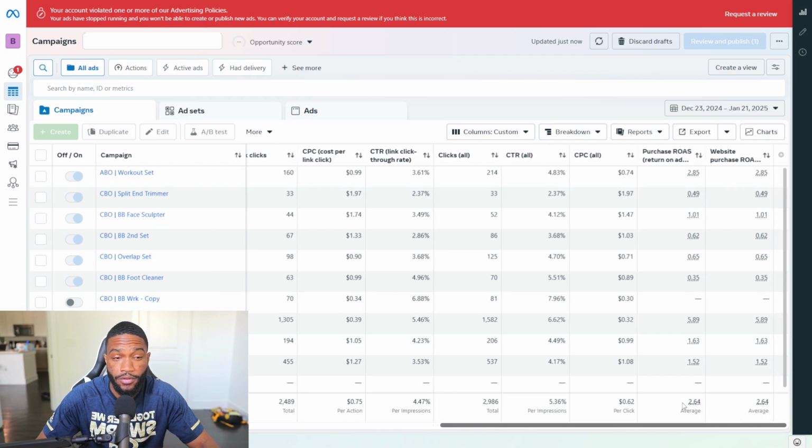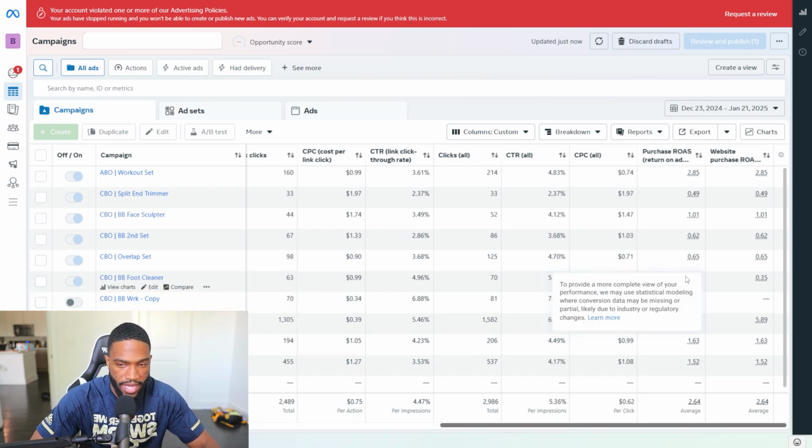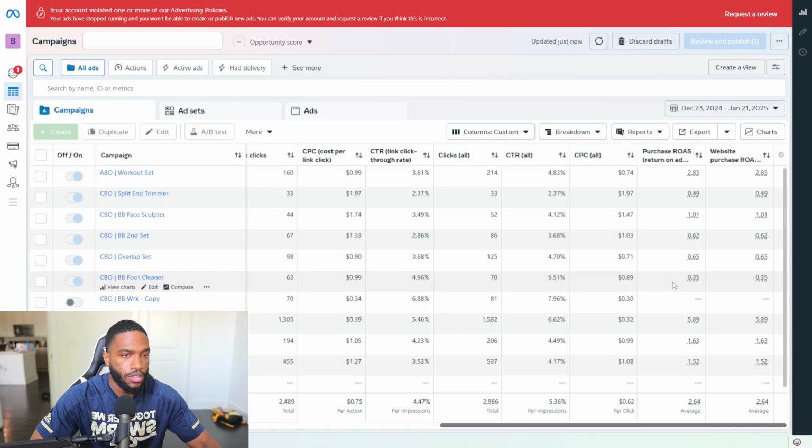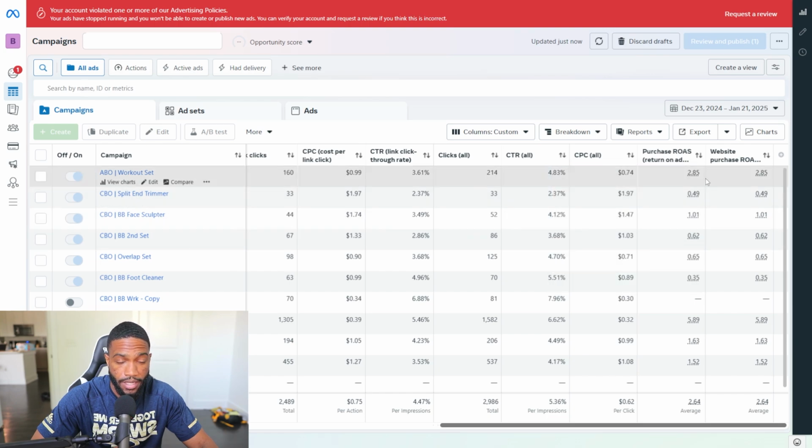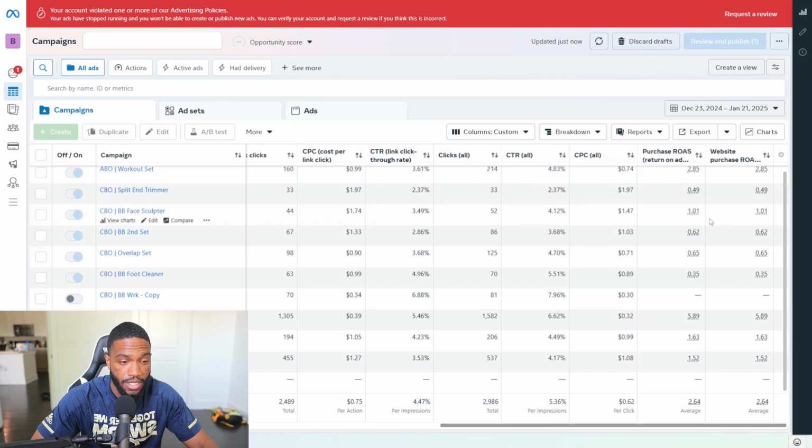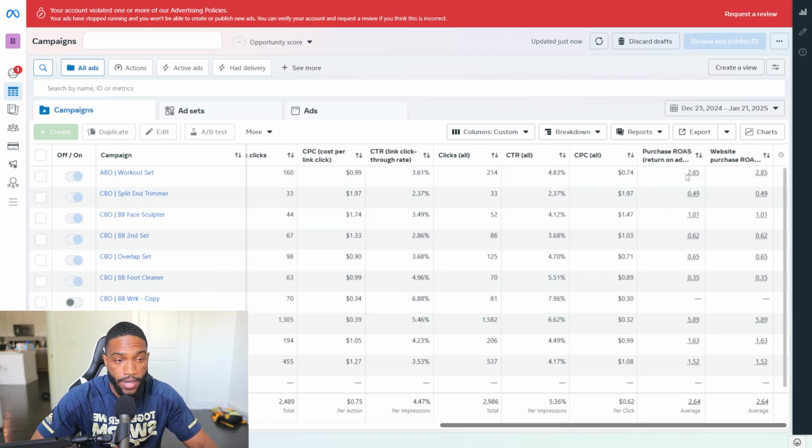Now, if we go a little further, we see our return on ad spend. We had on average a 2.67 return on ad spend. And this is why I test, right? I had products that were under one return on ad spend, meaning if I spend 1,000, I'd get less than 1,000 back. You had some as high as 2.85, others as high as 5.89, and then others in the mid ones, 1.63, 1.52. And those, again, were me testing, figuring things out.